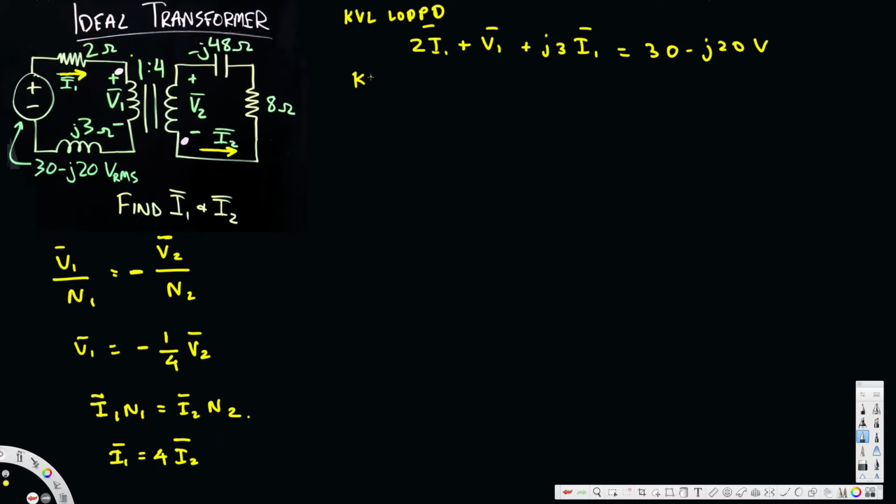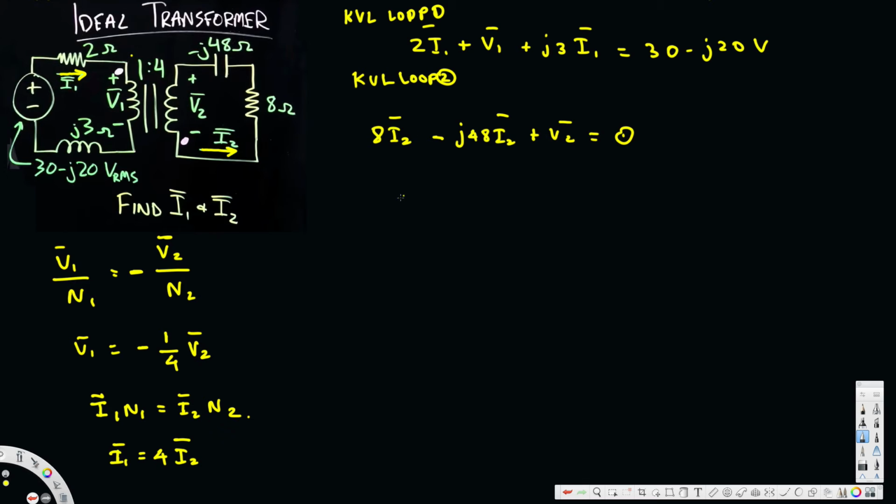If we apply KVL for loop 2, here we have I2 going through this 8 ohm resistor, 8 I2 bar, and also the negative J48, so minus J48 times I2 bar, plus V2 bar. Here we don't have a voltage source, so that's equal to 0.